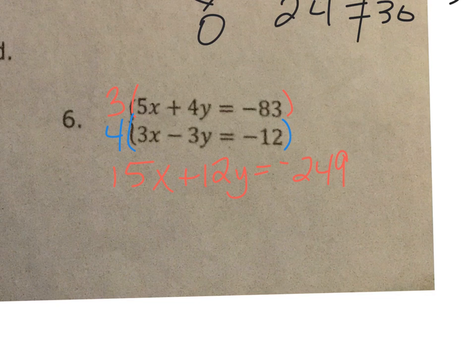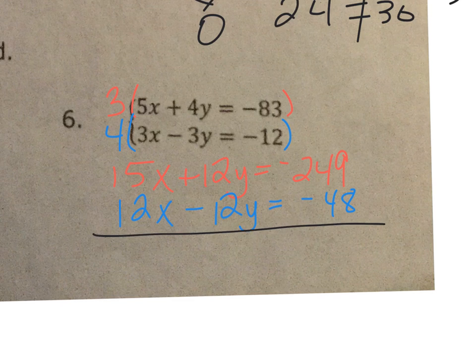And the second equation will be 12x minus 12y equals negative 48. Okay, so I'm going to combine them together. 15 and 12 is 27. These cancel. And these are both negative, so I need to add them together. So that gets me 297.